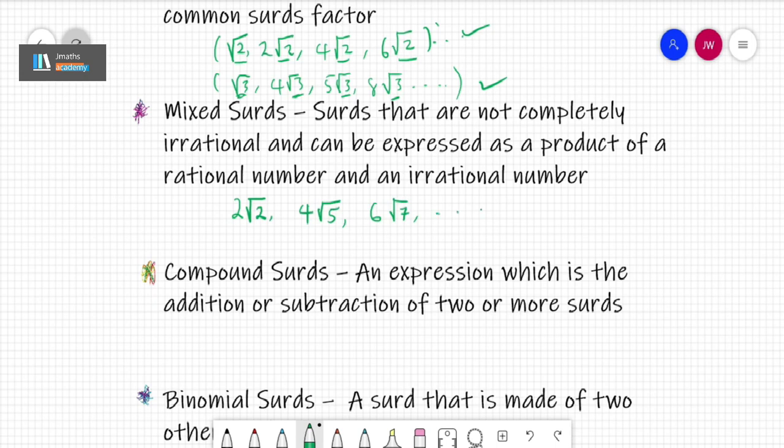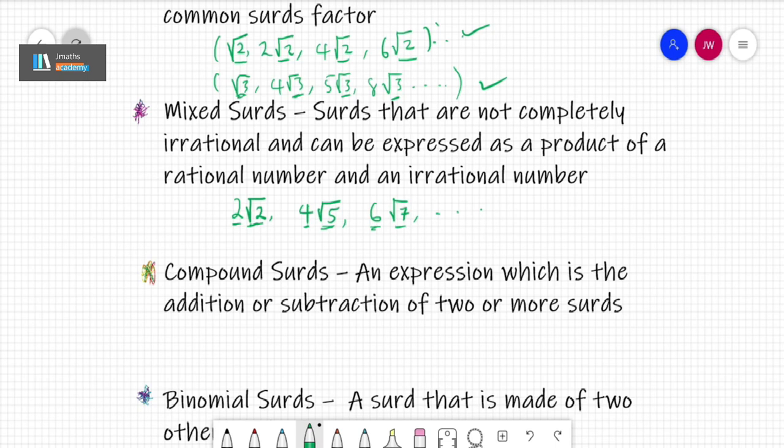Why? Because we have a rational number multiplying an irrational number. 4 here is a rational number, root 5 is an irrational number, 6 here is a rational number, and root 7 is an irrational number. So when you have a rational number multiplying an irrational number, then it is called a mixed surd. So that's that for that.